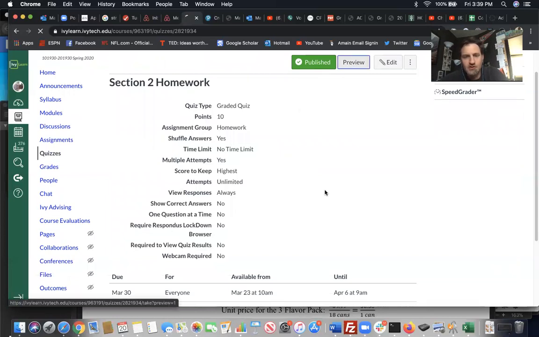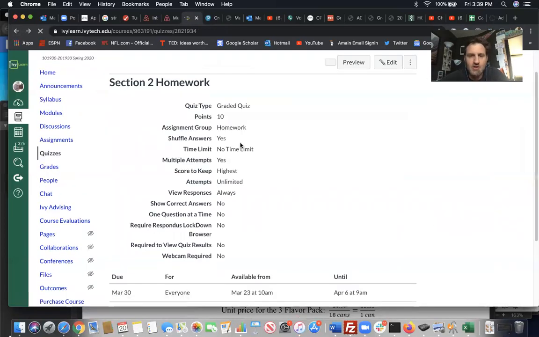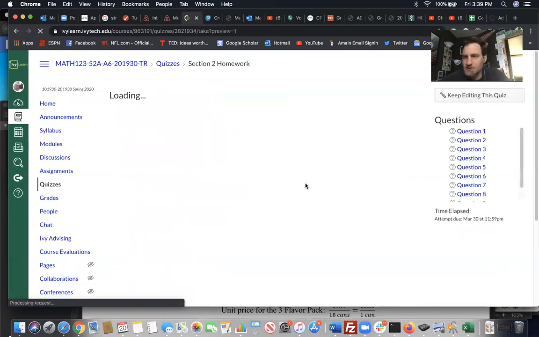So if you go in here and I do preview, you would actually try it. There's a couple things to note about this. Oh, sorry. Let me go back to that page. No time limit on the homework. Multiple attempts, yes. Score to keep is the highest, right? Is it going to show you the correct answers? No. Does it show you one question at a time? No. So you're going to see all 10 questions. Most of them are 10 questions. And you're going to do the best you can and then submit it.